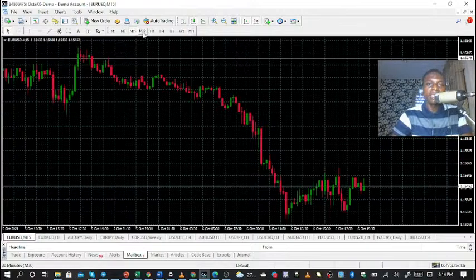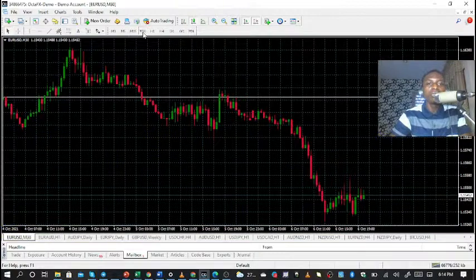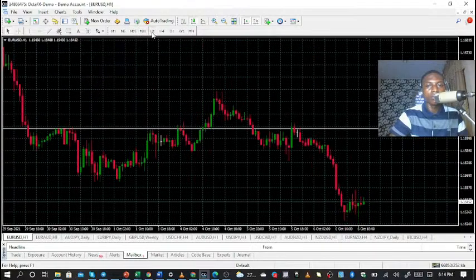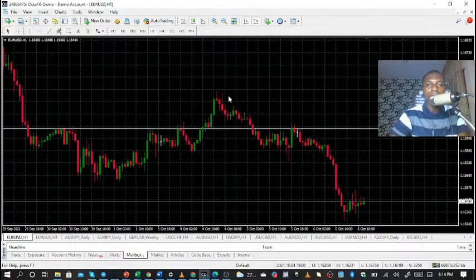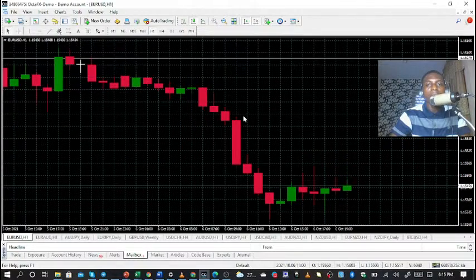Then this is M30. Each candle on this chart is formed in 30 minutes. This is H1. Each candle on this chart is formed in 1 hour. So it took 1 hour for each of these candles to be formed. So how many minutes make 1 hour? 60 minutes. So it took 60 minutes for these candles to be formed.